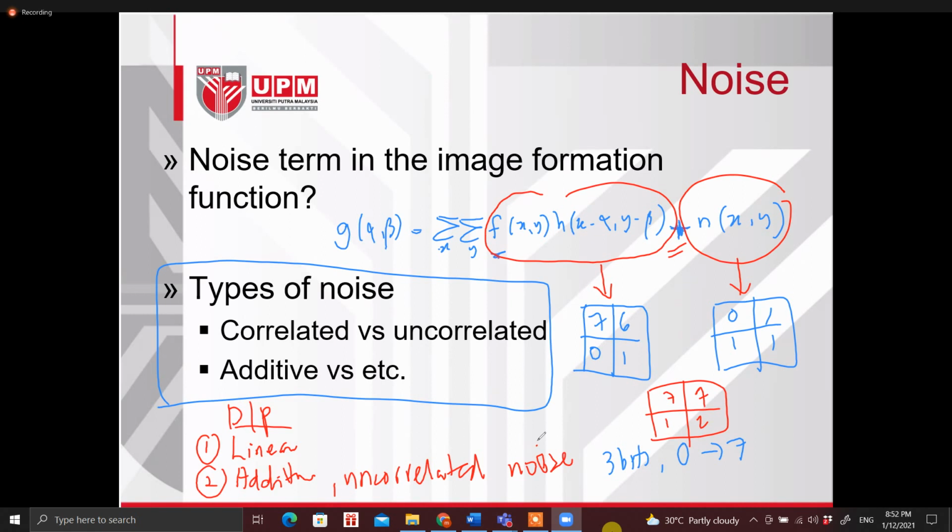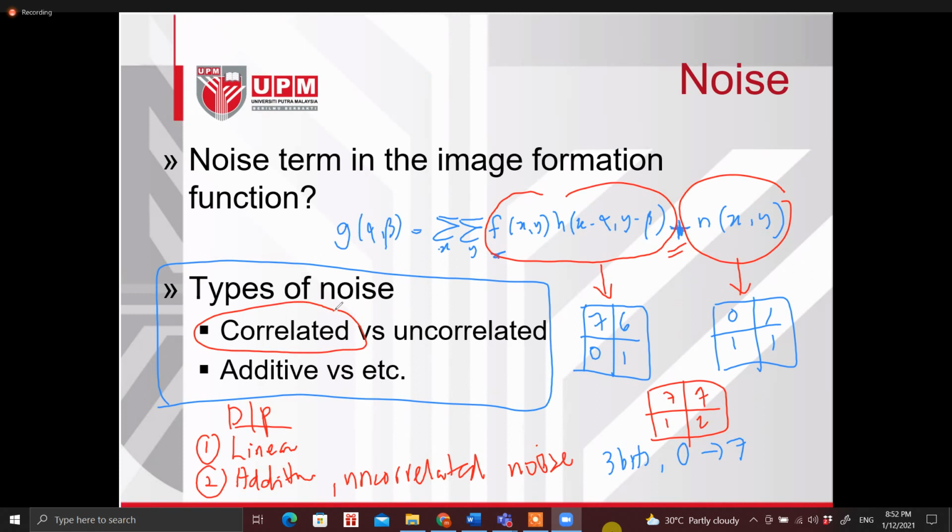Prof, how can we predict this correlated noise? Is there any way to predict? How can we predict the noise? Is that what you're asking? Correlated noise. How can we predict correlated noise? No, we cannot predict correlated noise.